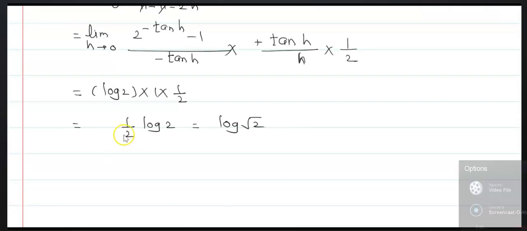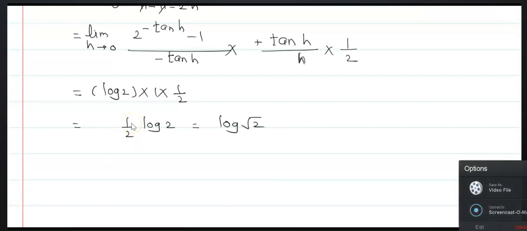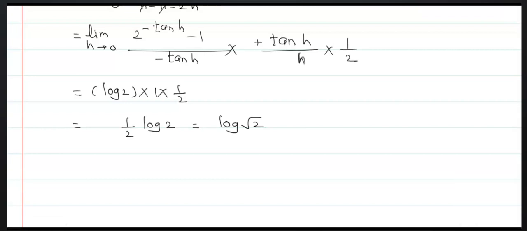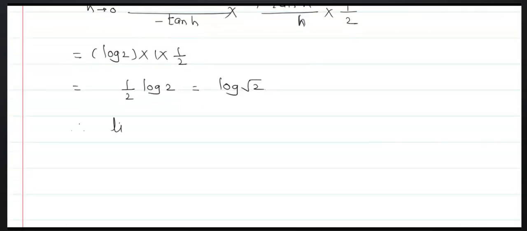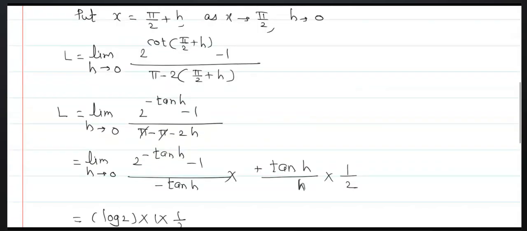That is by using the properties of the logarithm. What is that property? Log of m raised to n is equal to n into log of m. In this case, 1 upon 2 log of 2 means log of 2 raised to 1 upon 2, which gives log of root 2. Therefore, limit x tends to pi by 2, f of x is equal to f of pi by 2, log of root 2.